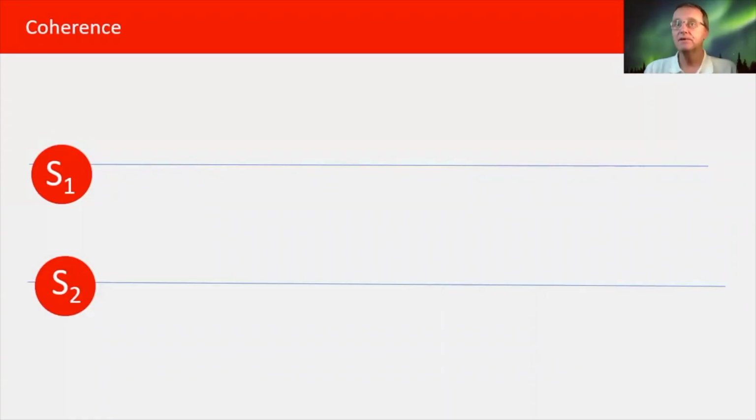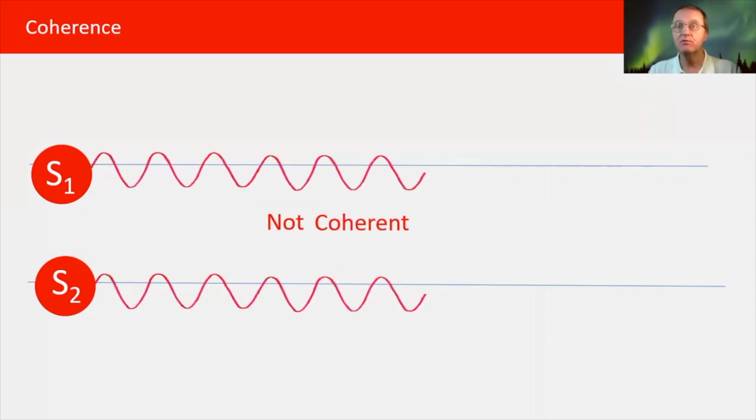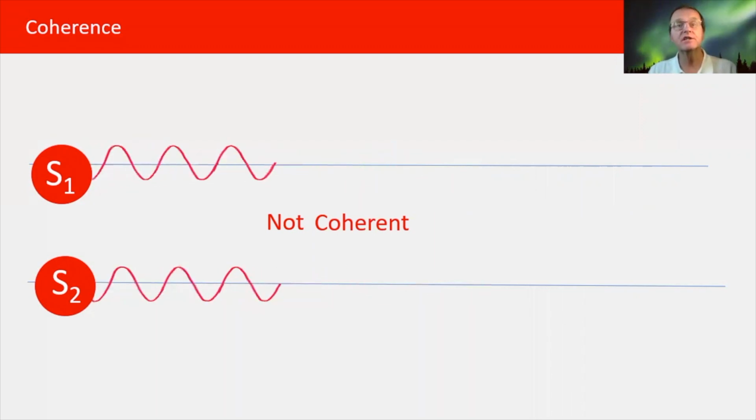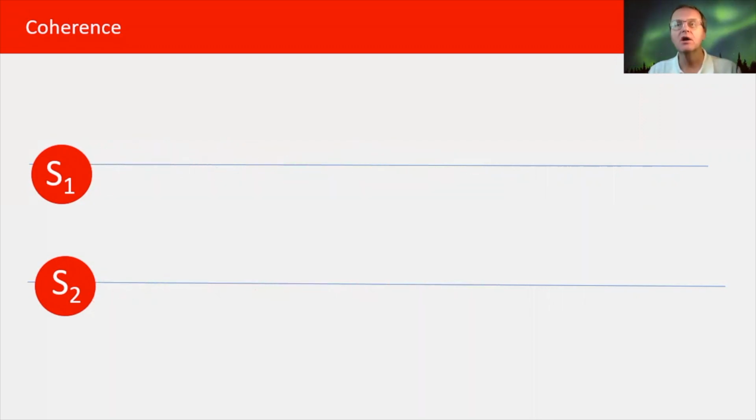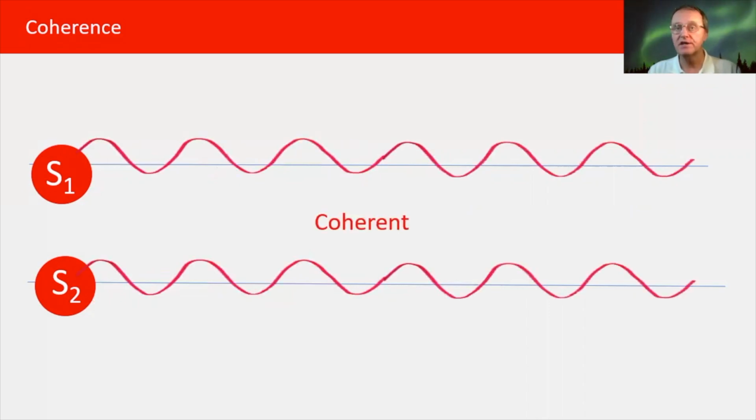To predict what will happen at some point in space when our two waves meet, we need the waves to emerge from their source in a predictable way. Clearly, if the phase difference between the waves as they leave their source is continually changing in a random way, we will have no way of predicting what the phase difference will be when they reach our point. Two wave sources are said to be coherent if there is a constant phase difference between them. This means that the two waves must have the same frequency and wavelength. Invariably, the two waves will also be in phase.